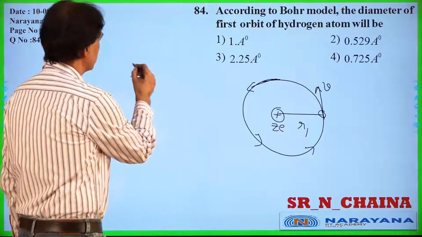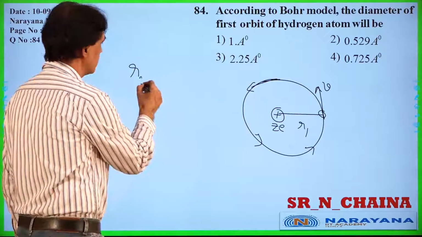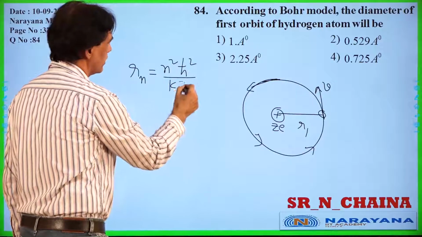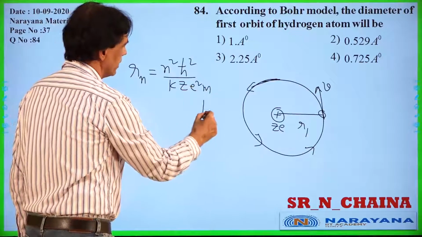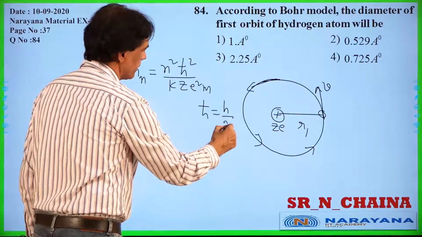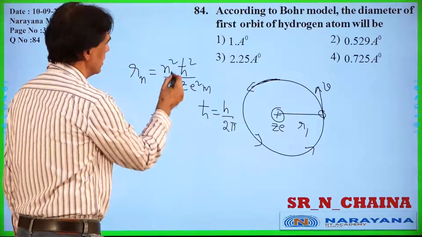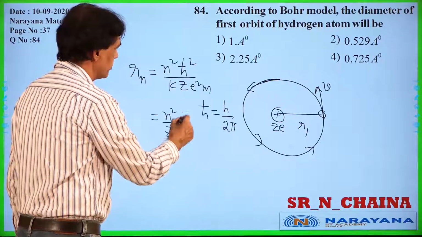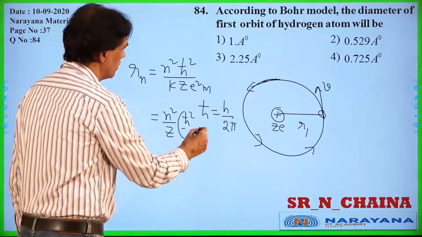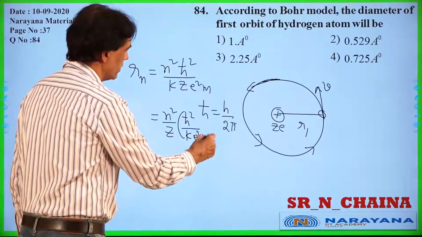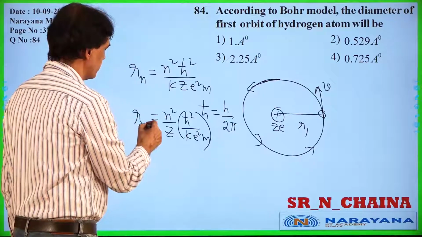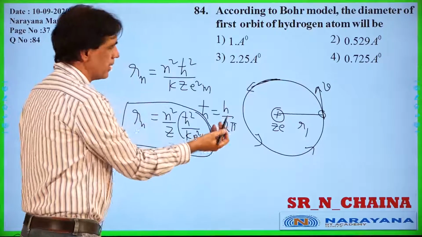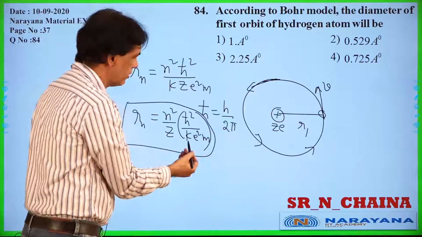We know the radius formula: radius in the nth orbit is given by n square h cross square by k z e square m, where h cross is h by 2 pi. If I separate variables and constants, I get n square by z into h cross square by k times e square m. So this is the formula for radius. If you substitute all these values, these are all constants. H is Planck's constant, you know its value. Pi is constant. K value, k is what?